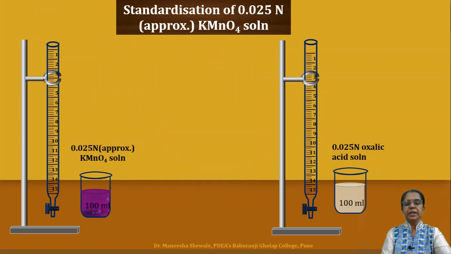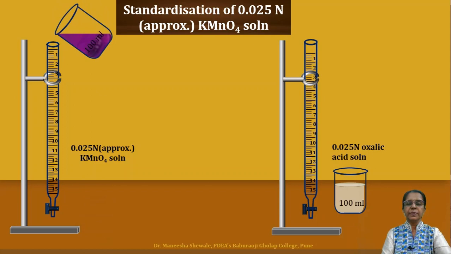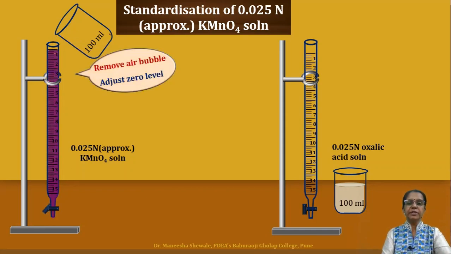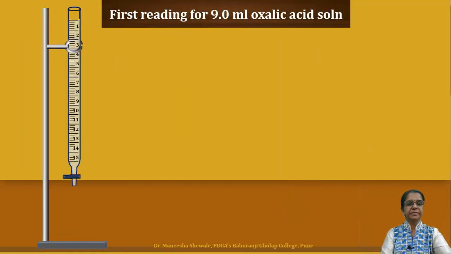Here we have 2 burettes. In one burette we will fill the KMnO4 solution and in the other it is the oxalic acid. So first we will fill the KMnO4 solution. Now whenever we fill solutions in the burette, there are 2 precautions which we have to consider. One is to remove the air bubble and second is to adjust the zero level. Now in the same manner we can fill the oxalic acid solution in the other burette. So now both the burettes are filled with the respective solutions and now we can begin the titration.